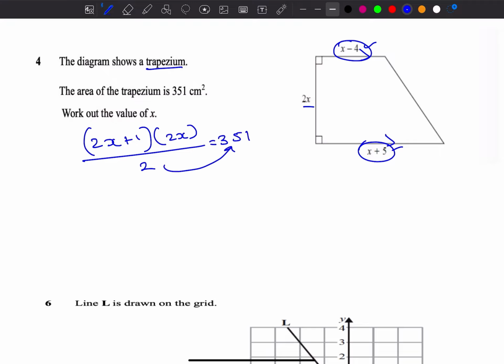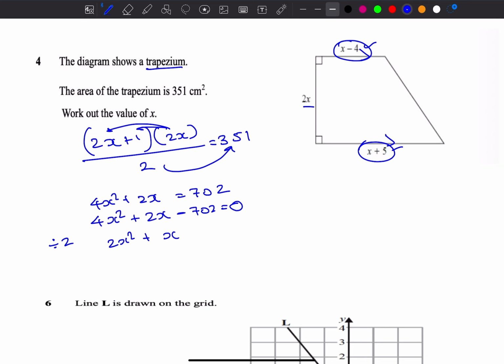Multiply here, then we can multiply inside here. If you expand the bracket, that's 4x squared plus 2x. 2 times 351, which is 702. So 4x squared plus 2x. Bring the 702 inside. Minus 702 is equal to 0 now. Before you solve it, you must see whether you can divide it by a number. Yes, of course, divided by 2. 2x squared plus 1x minus 351 is equal to 0.